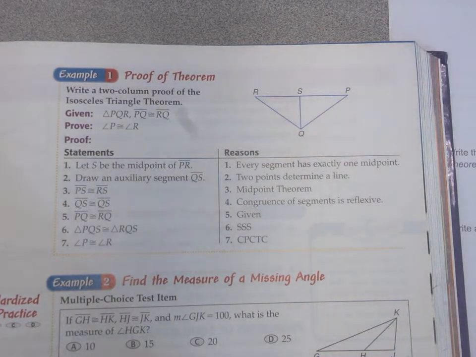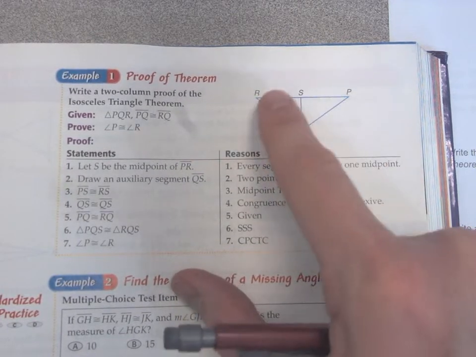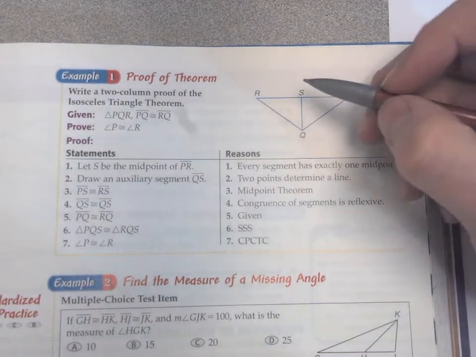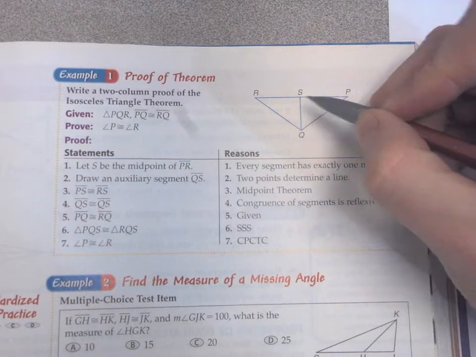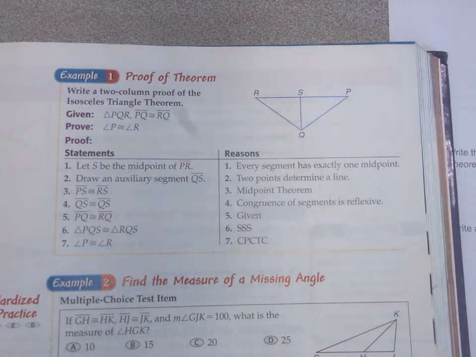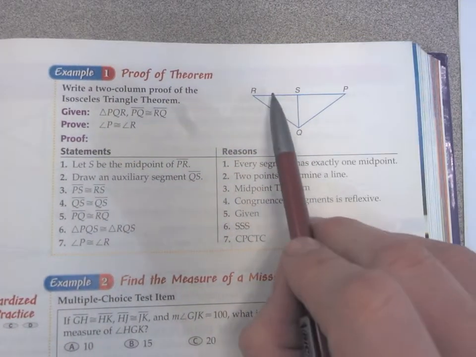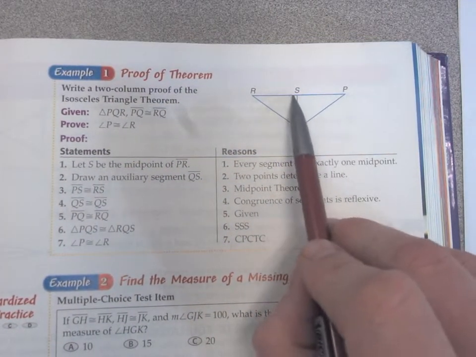Now, what we can assume is that S is the midpoint, which gives us these two segments equal to each other. We can't necessarily assume that this is a right angle or that these angles are the same. That's not really part of the proof. So that's kind of where we start, all right? But from there, we get this segment congruent to this guy.